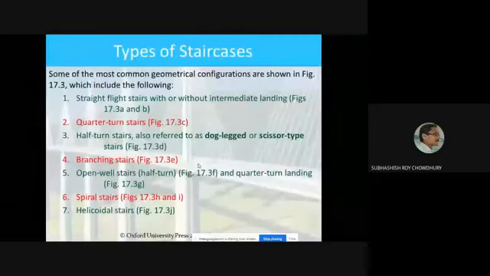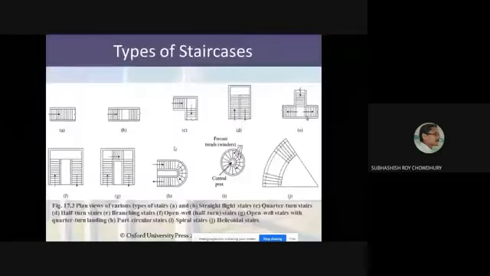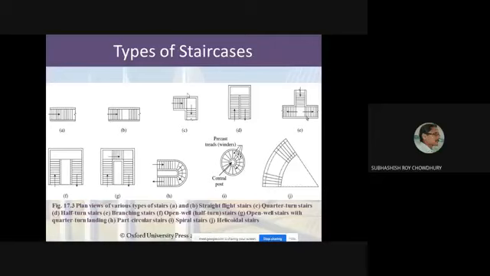Now let me give you a brief idea regarding different types of staircases. Obviously, we will not enter into different types at this moment. So let us discuss with reference to this figure, this picture. Here, all these different types of stairs are drawn. Okay, so this is the straight flight. In this case, it will be the quarter turn. This is called the half turn, or the dog-legged staircase, or the scissor type of staircase. Okay, these are the branching staircases, etc.